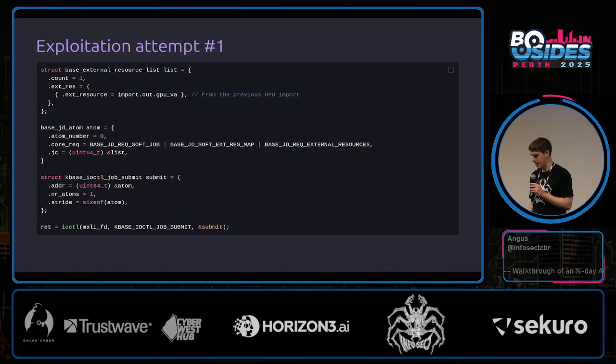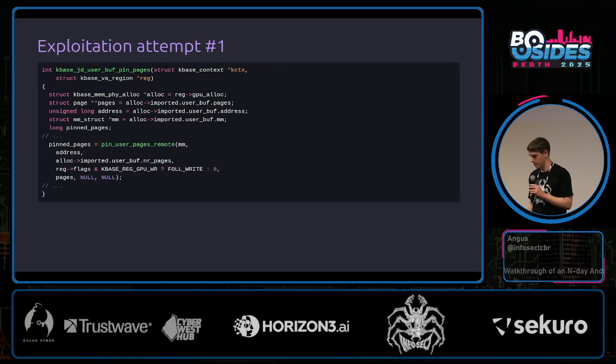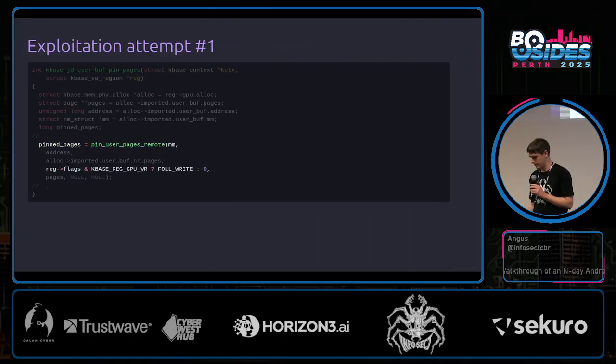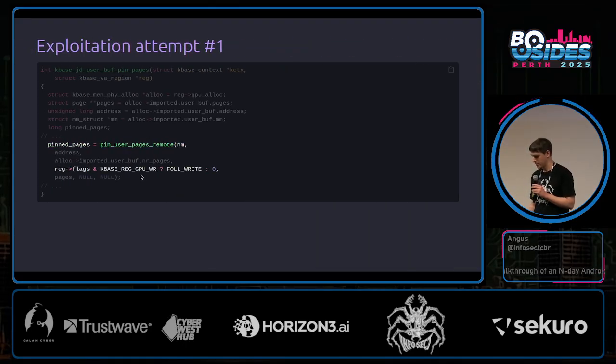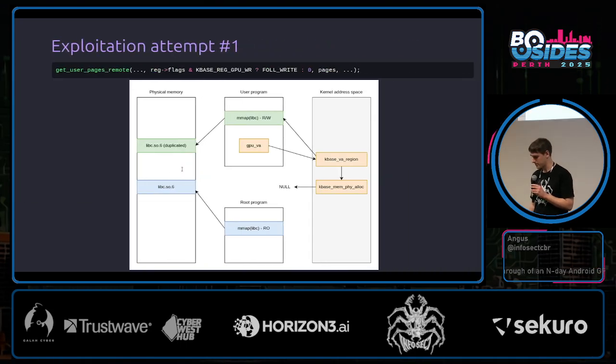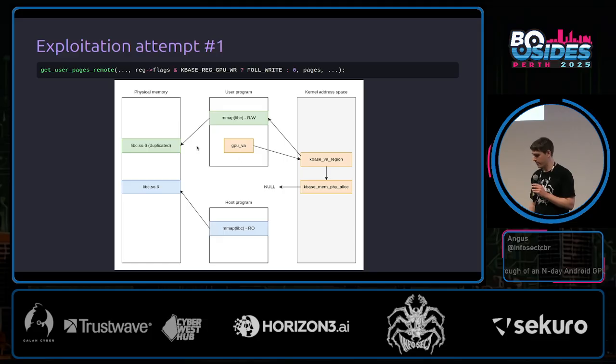So when we go to actually submit a job to try and pin these pages for use by the kernel, using the pin user pages function, noting that because it only checks the GPU write flag, it's not going to set full write in this case. Even though full write is not set, the kernel is going to traverse the pointer to this underlying physical memory and get us a pointer to our duplicated copy, not the original one that we're trying to modify. So our exploit isn't successful here.